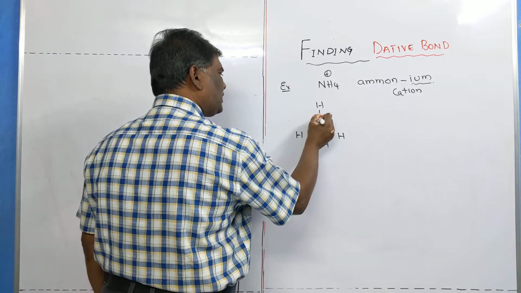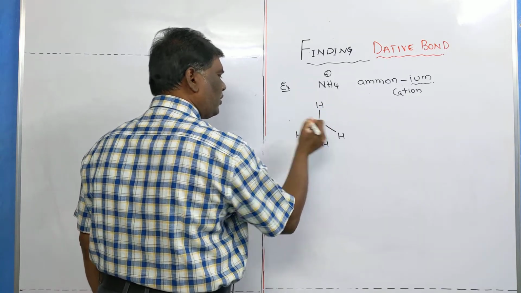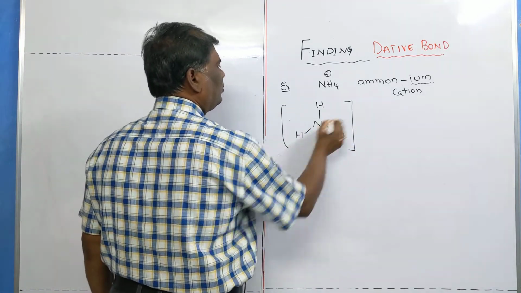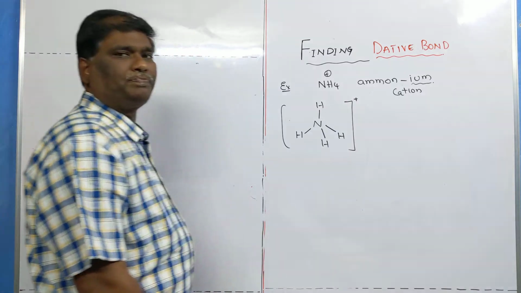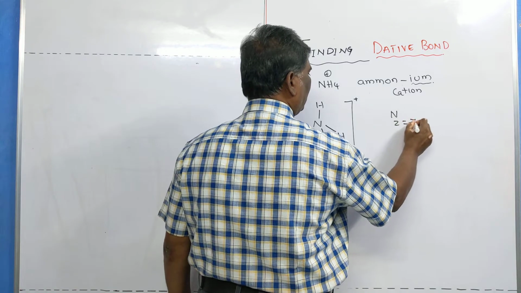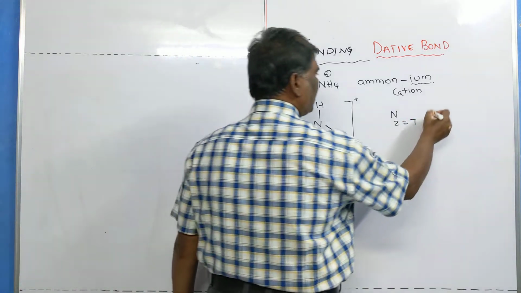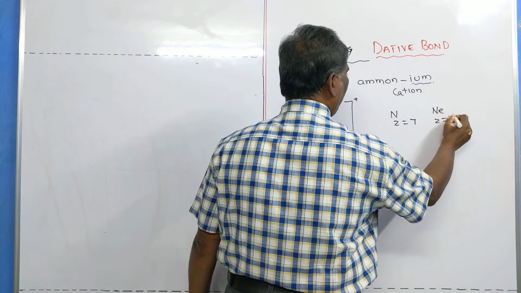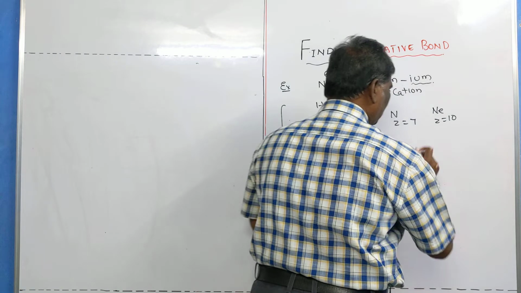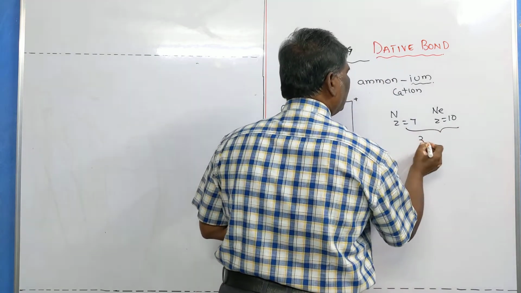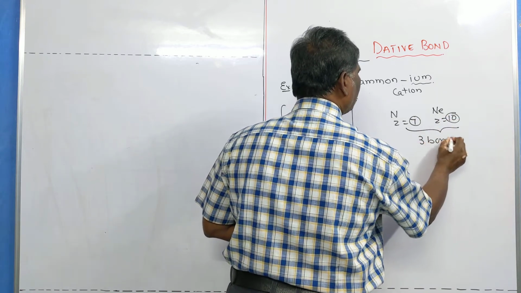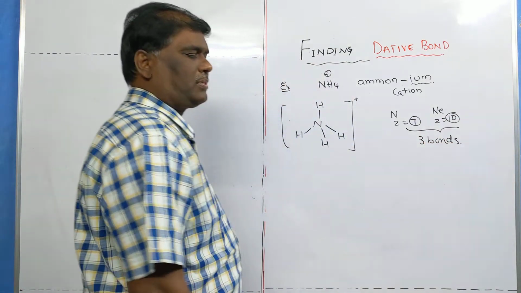You know, hydrogen makes a single bond, single bond, single bond, right? Thus, in this species, there exist 4 single bonds. Now, what is the atomic number of nitrogen? 7. And what is the nearest inert gas? Neon, atomic number 10. The difference is 3. So nitrogen in general forms 3 bonds.